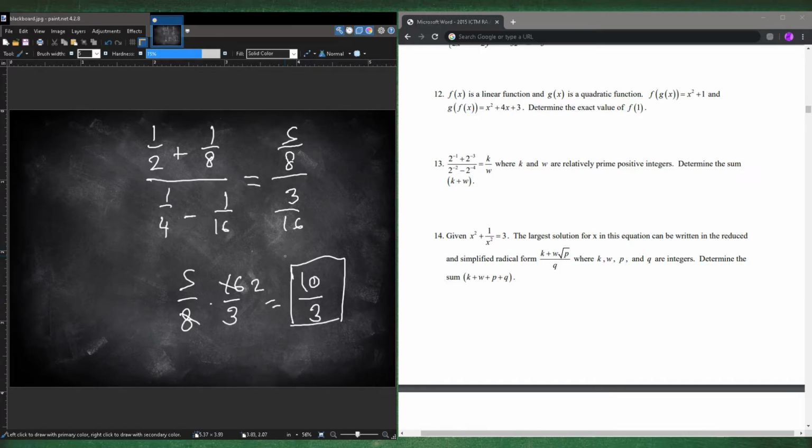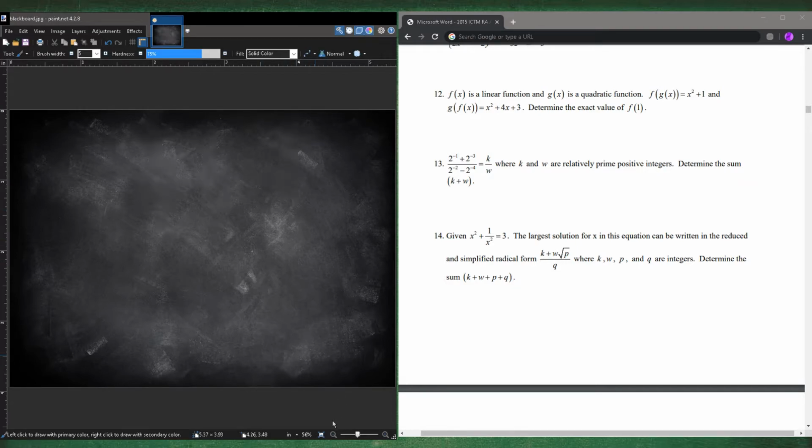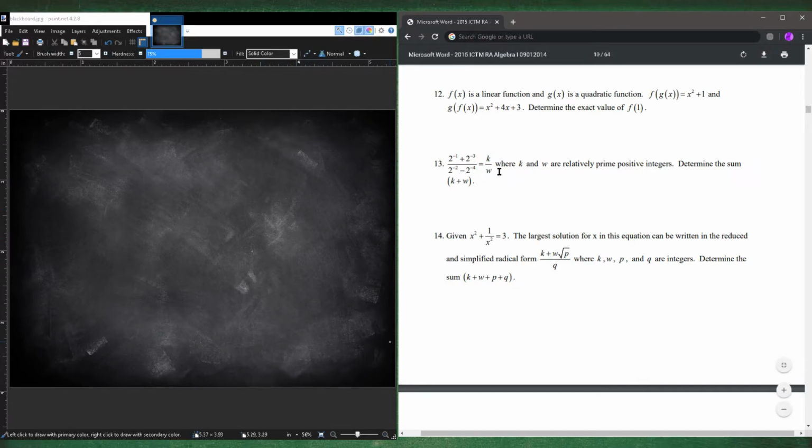Right? So our answer for number 13, wait, sorry. Our k is 10 and our w is 3, so adding them together is 13. Sorry about that. Okay. So number 13's answer is 13.